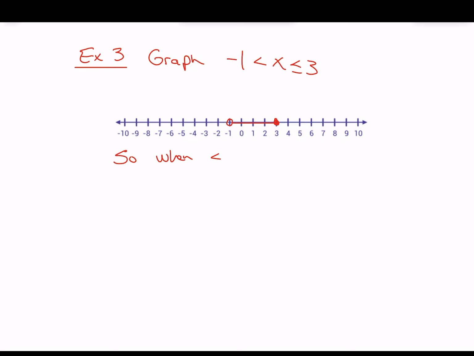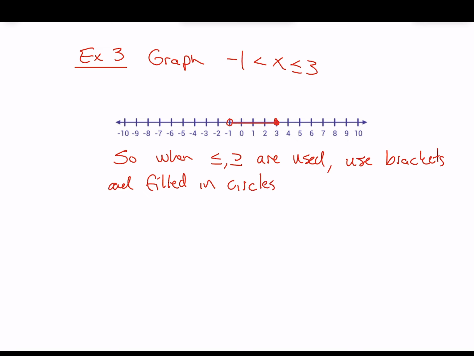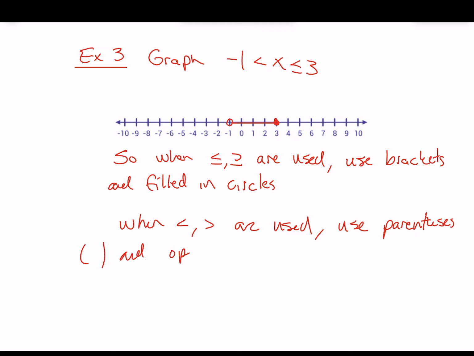So when we have less than or equal to or greater than or equal to, when those are used, we use brackets and filled in circles. Either one of those can be used on a graph. And when less than or greater than are used, we use parentheses and open circles.